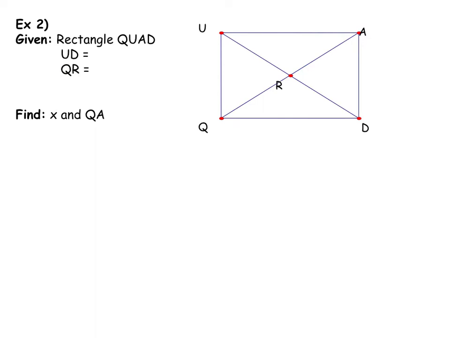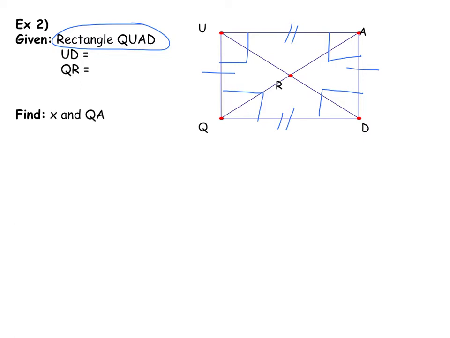So in this problem, we are given that we have a rectangle called quad. Do not pass go, do not collect $200, mark up your diagram. Well, in a rectangle, opposite sides are congruent, similar to a parallelogram. However, all of the angles of a rectangle are right angles. So all interior angles are 90 degrees apiece in a rectangle. That's hugely important.